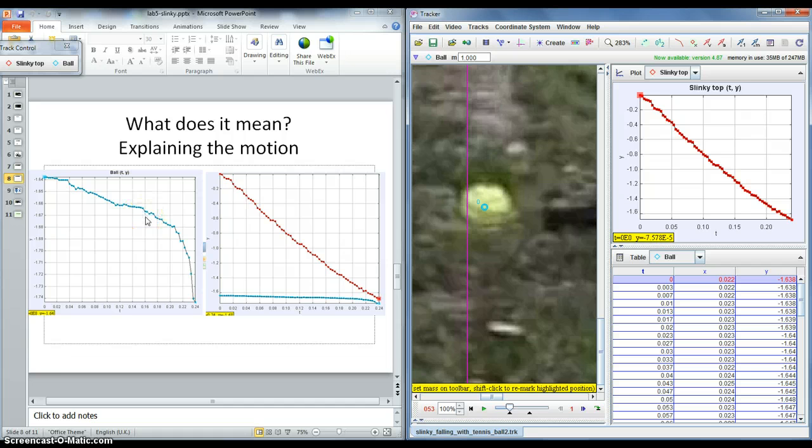When analyzing the data in Tracker, in some frames the objects were blurred, so I might not have been able to pick the exact position of the ball. This could explain what we are seeing here.